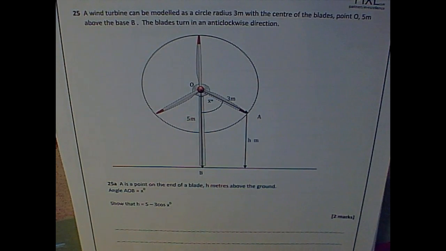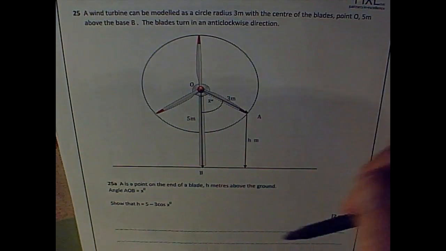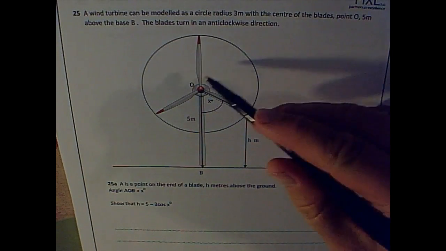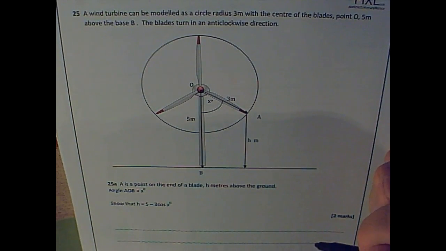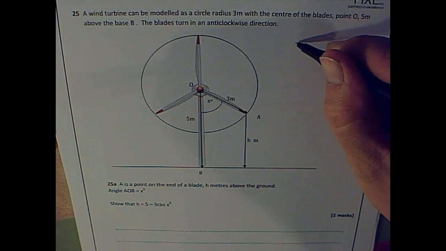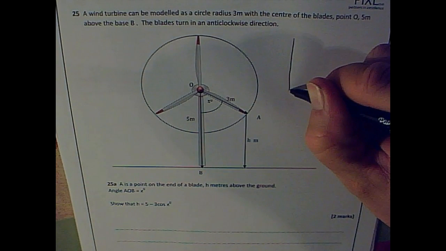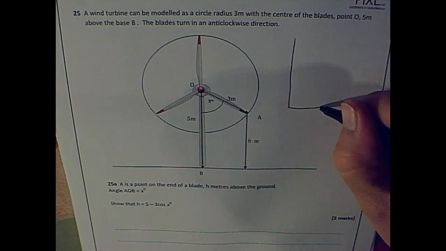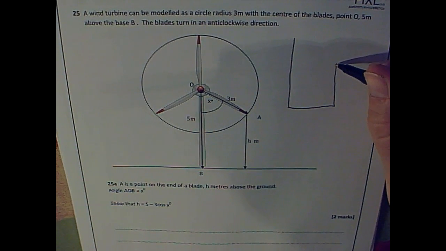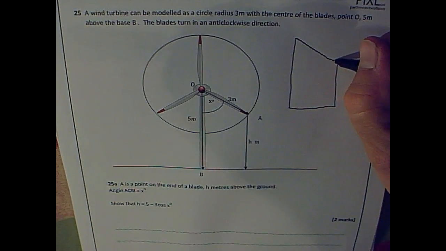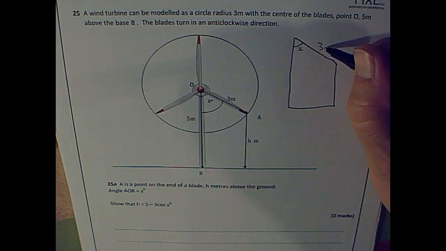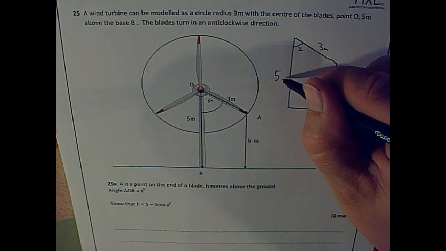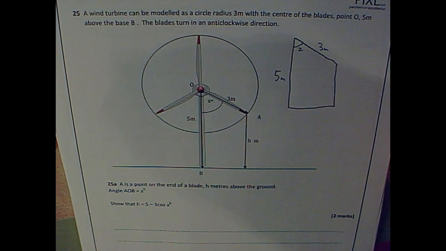Okay. So it looks tricky, but I'm just going to separate this out to help us see it, without the complication of having the blades and all the rest of things around the place. I'm going to separate out the key bits here, which is a trapezium like this, and that is my x, and I know that this is 3, I know this is 5. And I'm trying to find out this bit.